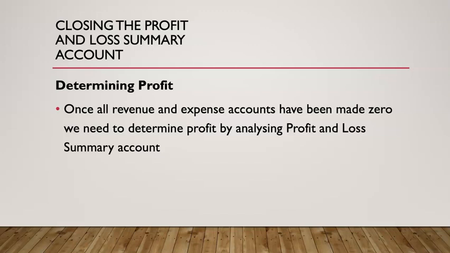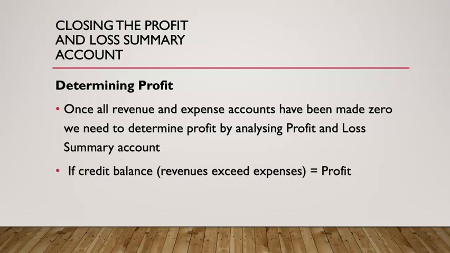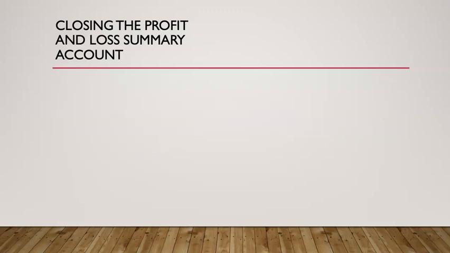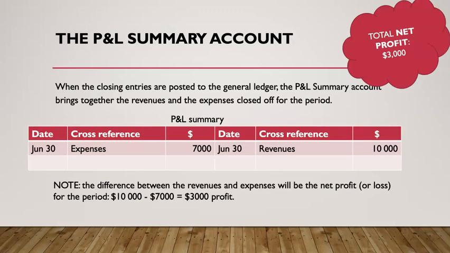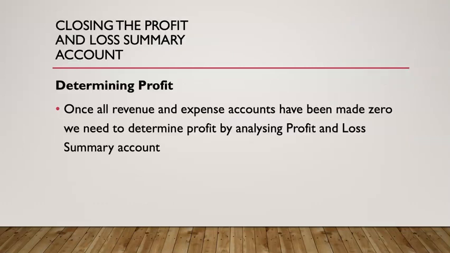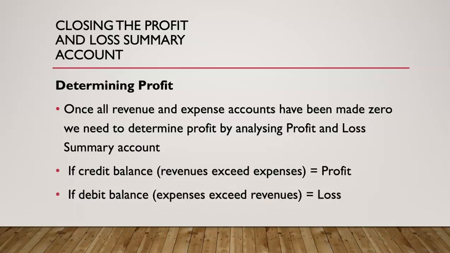We know our profit here is $3,000. And if we have a credit balance, this means our revenue exceeds expenses. And this means we have a profit. And if we go back to our previous one, we do have a credit balance. We have more on our credit side than our debit side. If we have a debit balance, which we don't have here, then our expenses exceed revenues and we have made a loss.